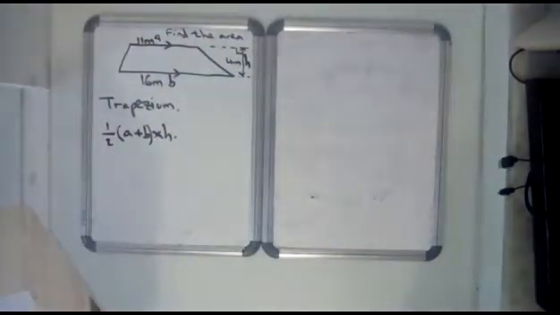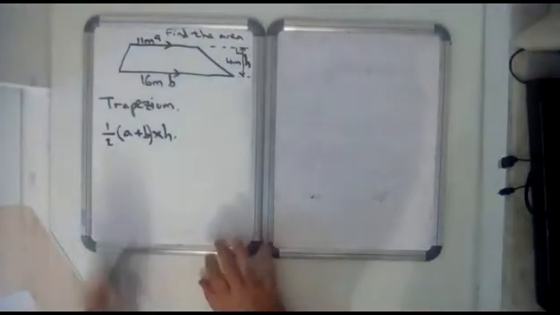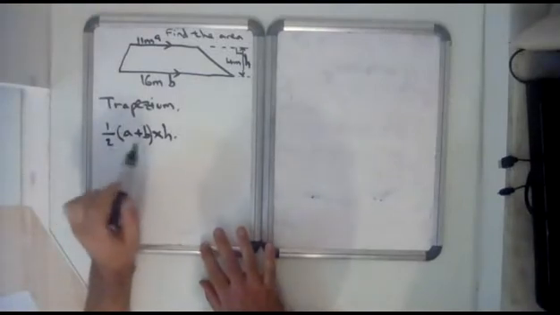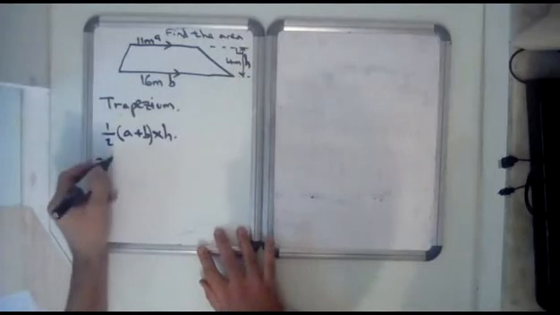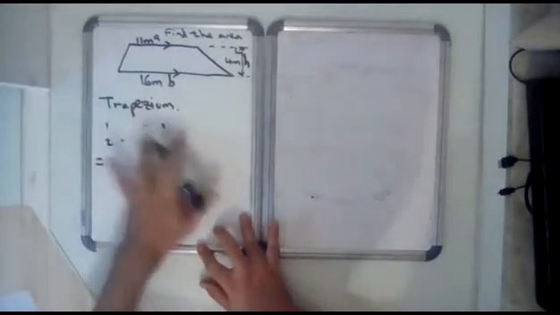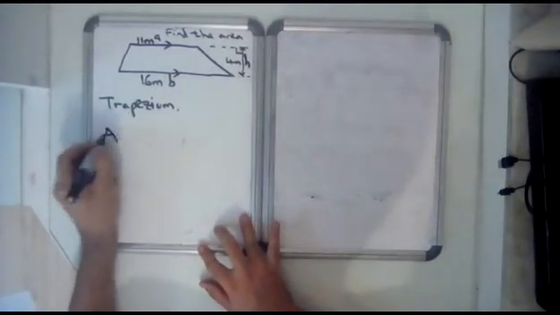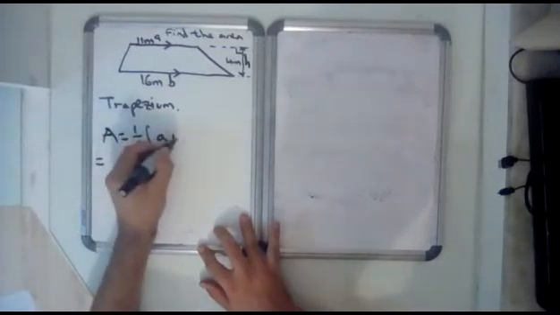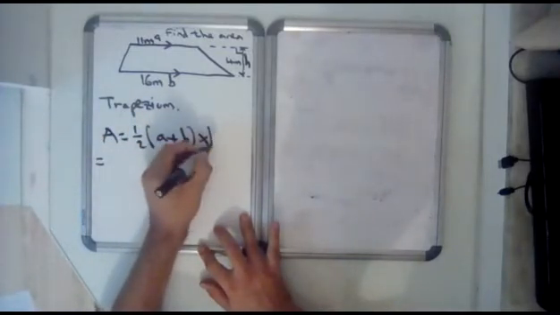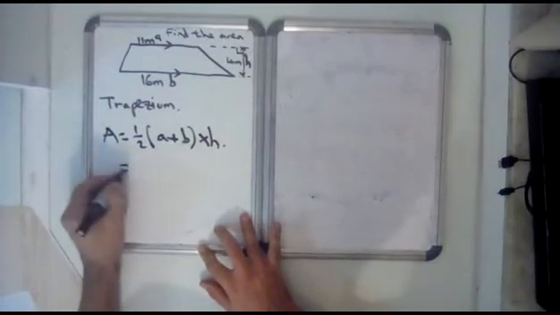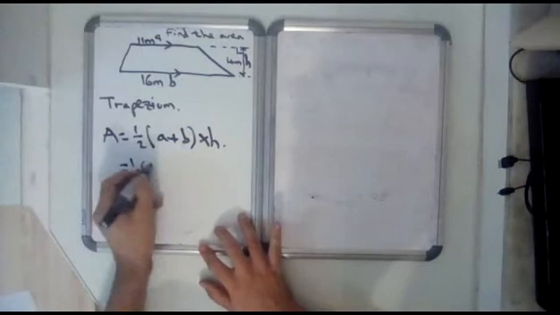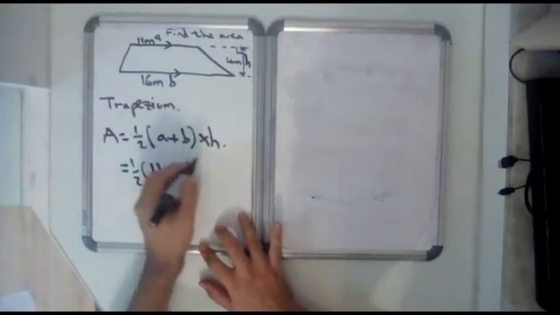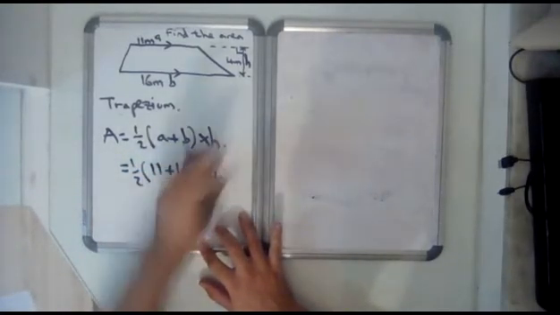h has to be, again, the perpendicular height, similar to the parallelogram. If you're given one of these lengths that is not h, you probably have to do some work to find it. But in this one, area equals a half (a plus b) times h, so equals a half. Well, a and b are the two parallel sides, so 11 plus 16, and then you times by 4, which is the height.